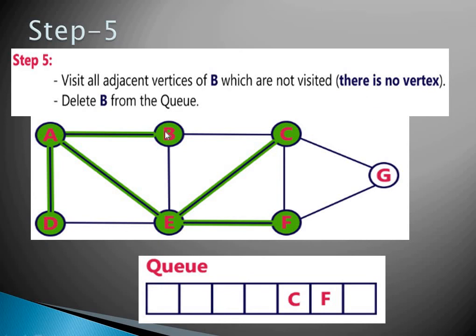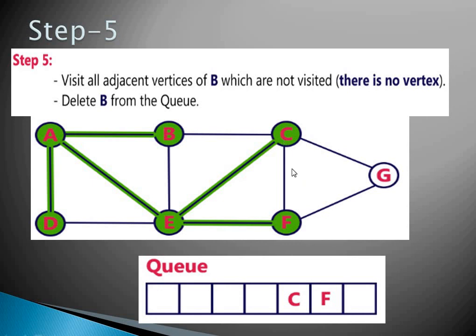There is no such vertex. B's adjacent vertices, all of them, are non-visited, right? But in this case you can see that all the vertices are visited here, there is no vertex remaining. So we'll remove this B from the Q.